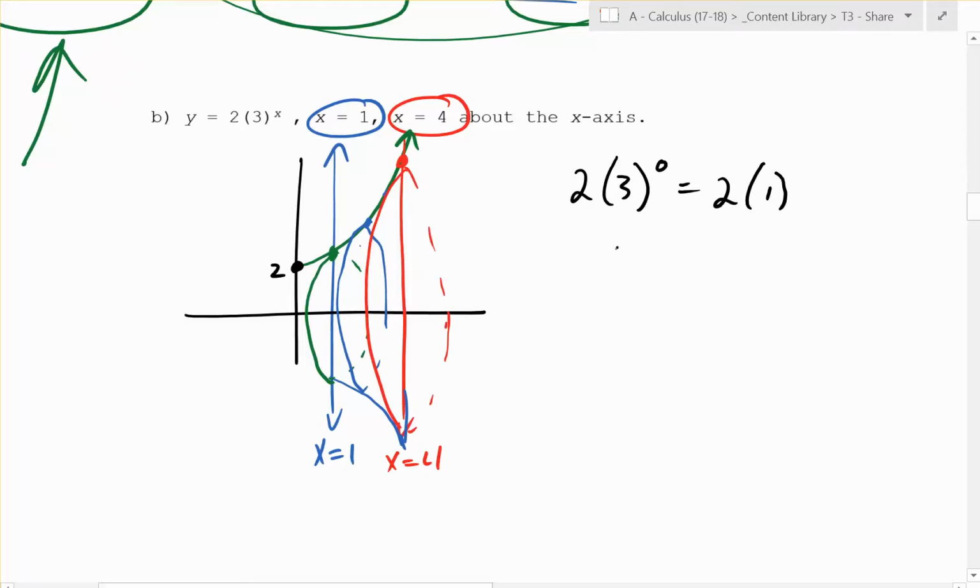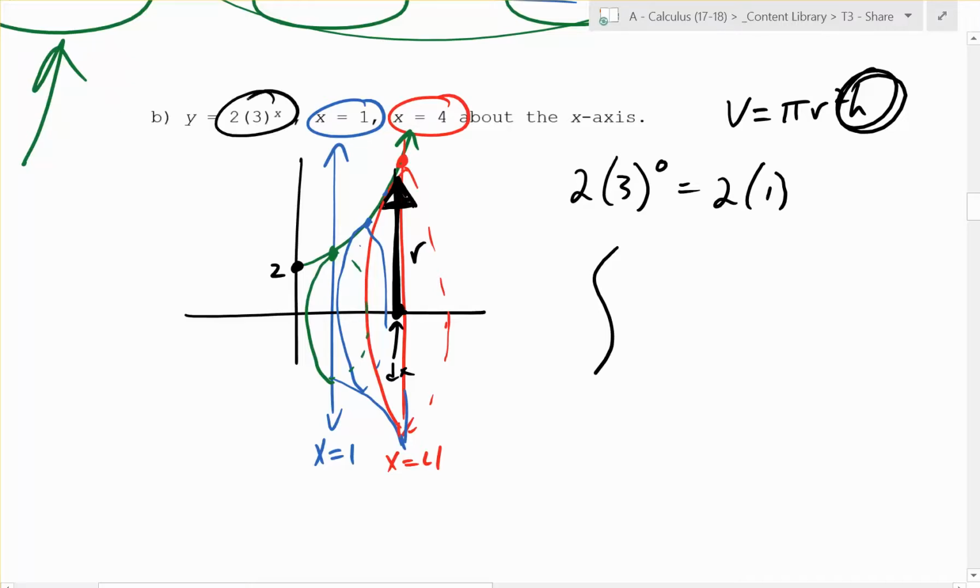To find the volume, again, the volume of each disk is pi r squared h. And the h this time is the same thing. If we're doing a slice like this, that little tiny thing is dx. So the radius is the distance from the x-axis all the way up to the top, right there. That radius is this function.